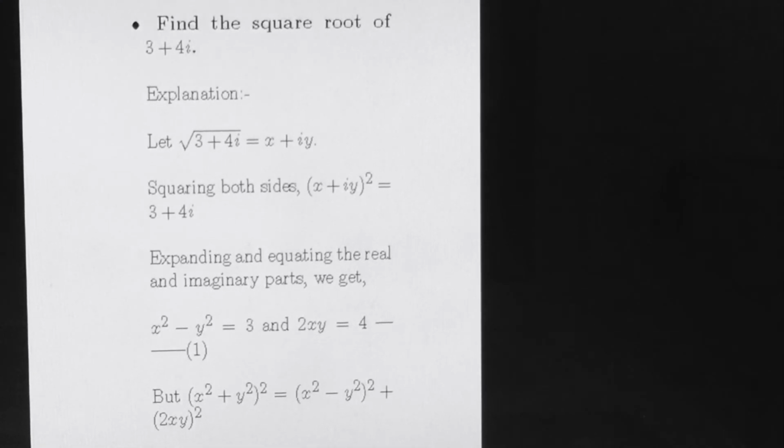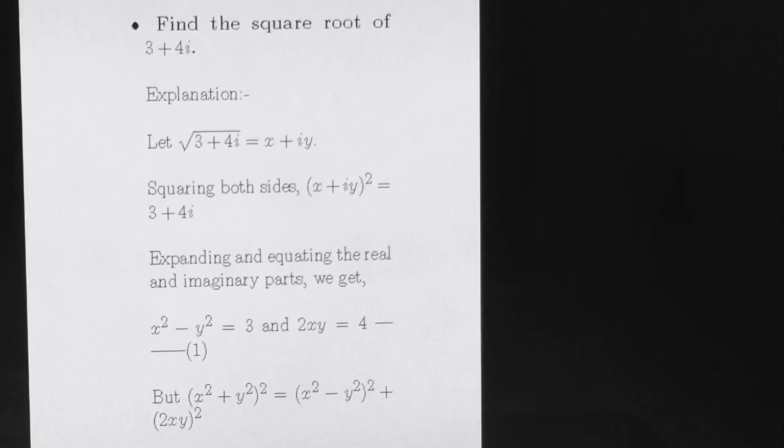Next question: find the square root of 3 + 4i. Let's say the square root of 3 + 4i is equal to x + iy. Squaring both sides, we get (x + iy)² = 3 + 4i. Expanding and equating the real and imaginary parts, we get x² − y² = 3 and 2xy = 4. Mark this as equation number 1.